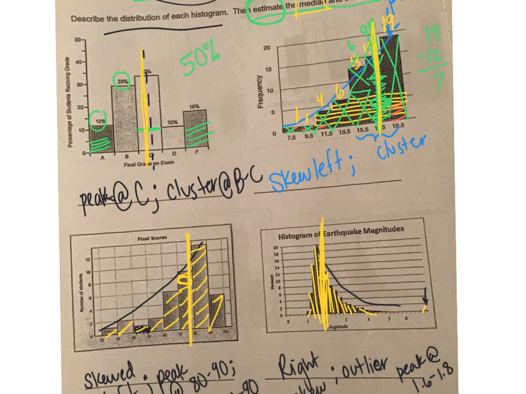Okay. Last thing we need to look at is the mean. So we have to estimate the mean. This is where our words are going to come in pretty handy. When we have a symmetrical distribution and it's not skewed one way or the other, then our mean is going to be somewhere in the middle, near the median.